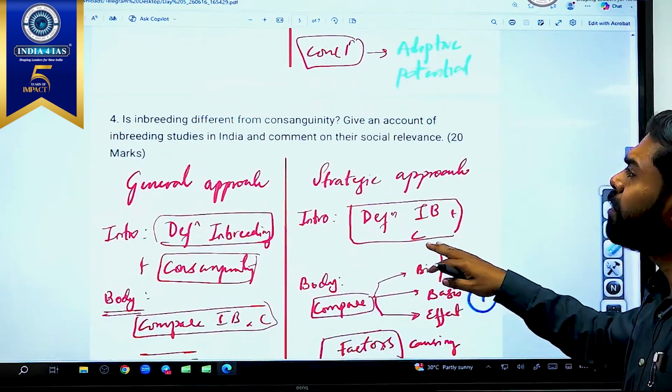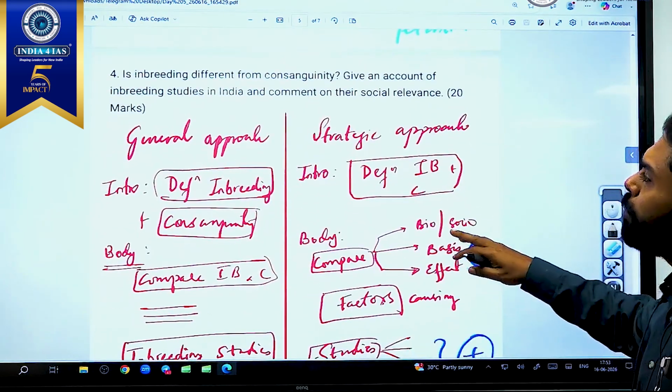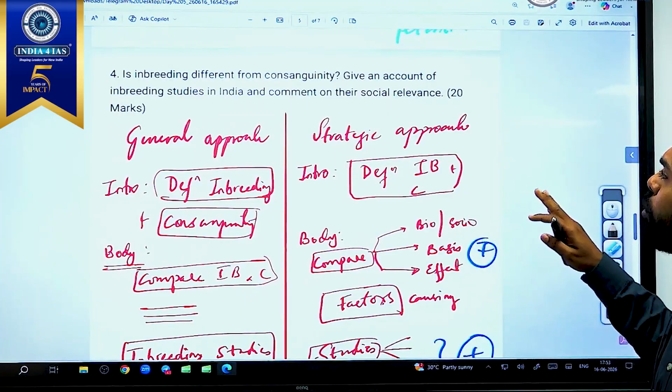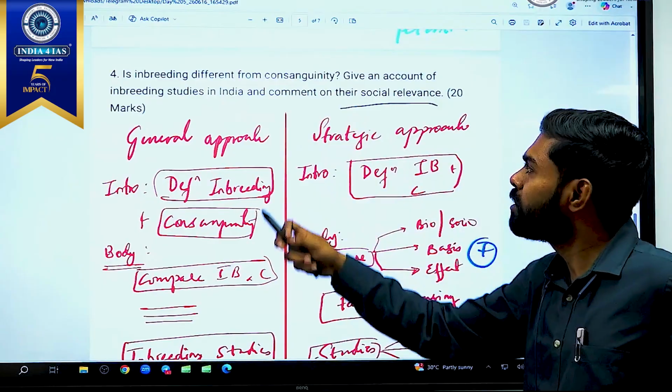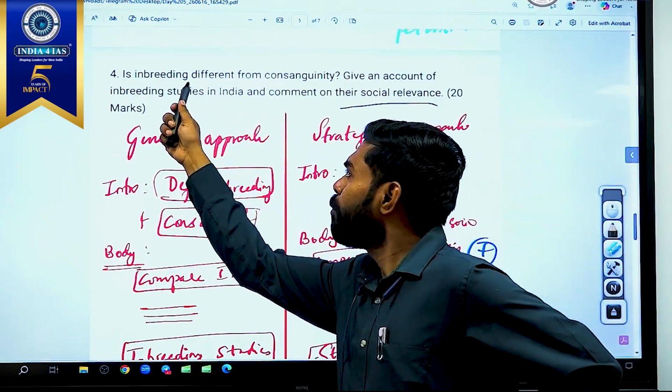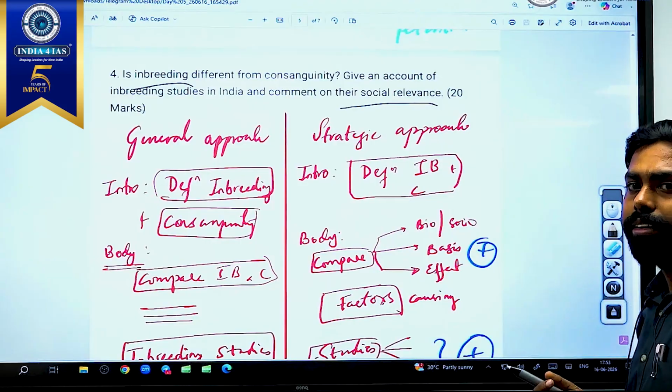Is inbreeding different from consanguinity? Give an account of inbreeding studies in India and comment on their social relevance. See, this is social relevance. We are talking about biology. So that is how the questions are integrated and interlinked.